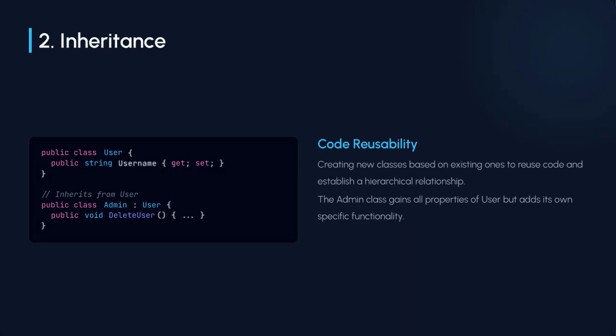Second is inheritance, which promotes reusability by creating a base user class. We can create an admin user that inherits all existing properties while adding its own specific functionalities, like a user management method.